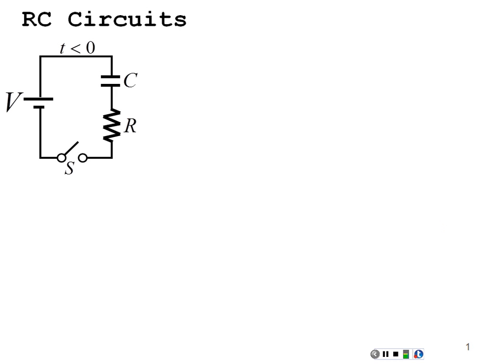Consider a series RC circuit that looks something like this. We have a battery, a capacitor, a resistor, and a switch. And when we close the switch, what's going to happen? It's a DC circuit with a DC battery. What is going to happen?